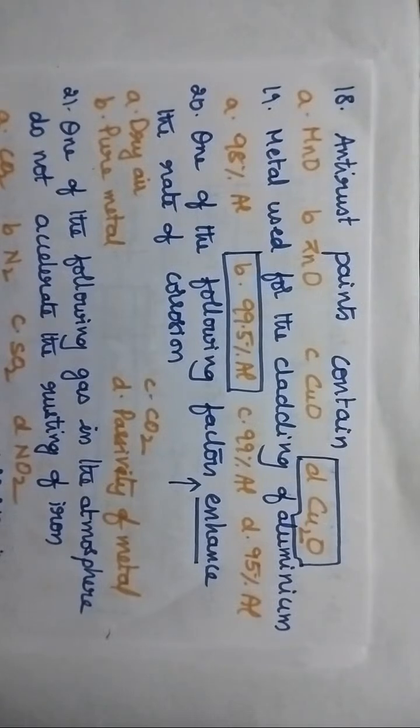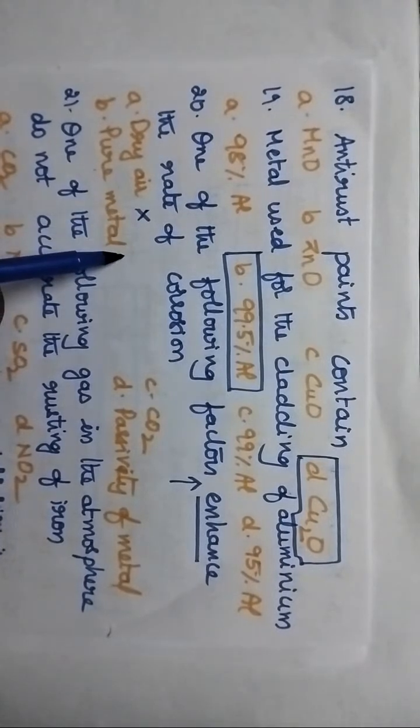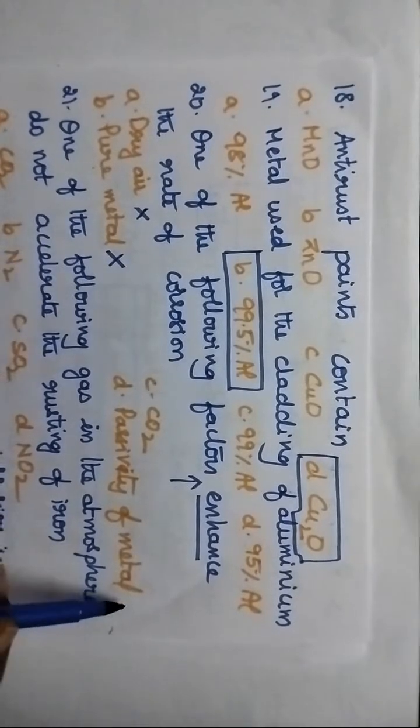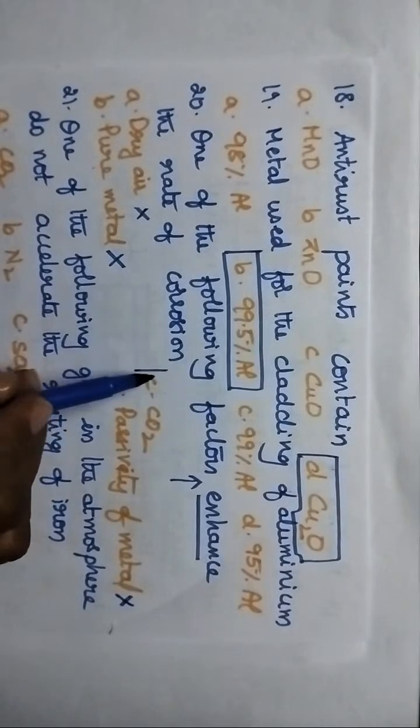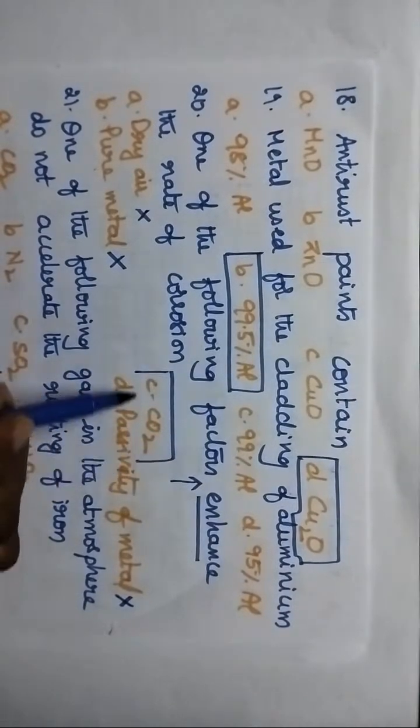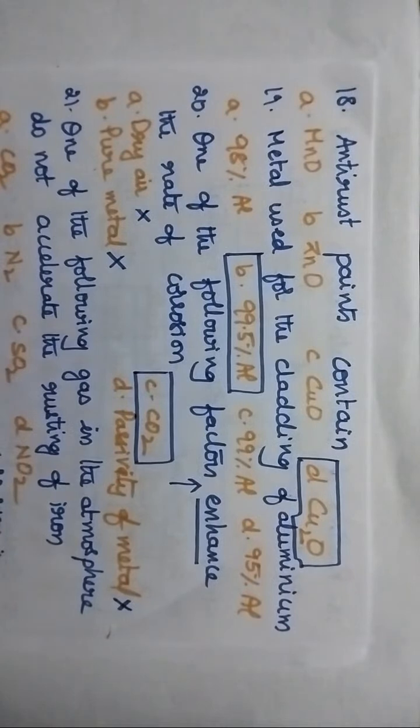No. No one is giving the right option. Dry air means the rate of corrosion is slow. Pure metals will undergo corrosion to the lesser extent. Passivity of metal means it will not allow metal to undergo corrosion. So the presence of carbon dioxide will increase the rate of corrosion. So option C is the right answer. Very good, Ramadurga.